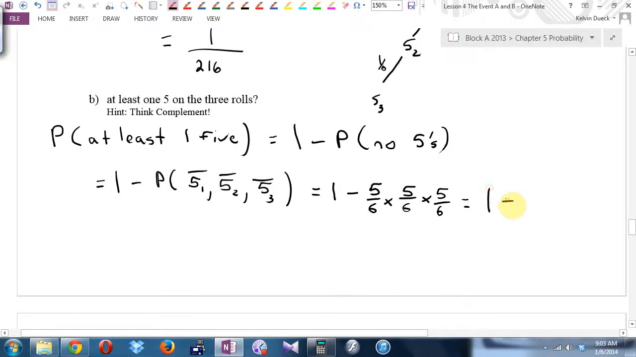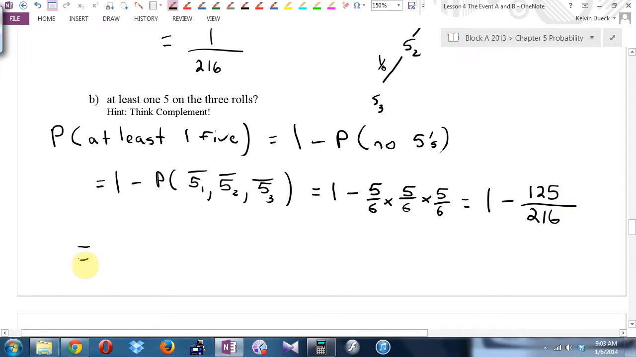One minus... oh, I remember, 6 times 6 times 6 is 216. What's 5 times 5 times 5? 125? You know what? Let's keep going without a calculator just to see if we can.